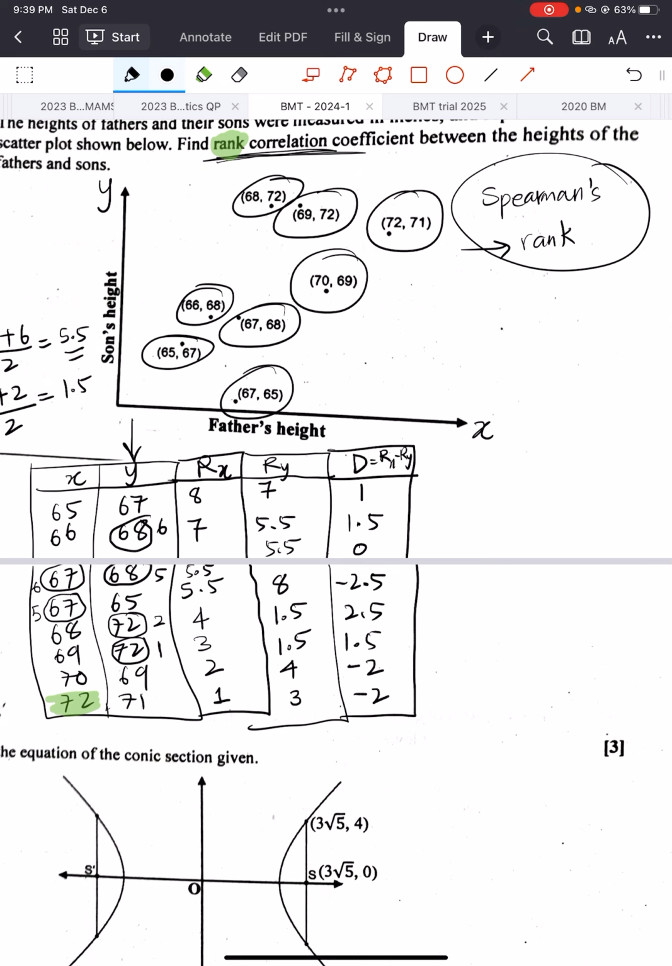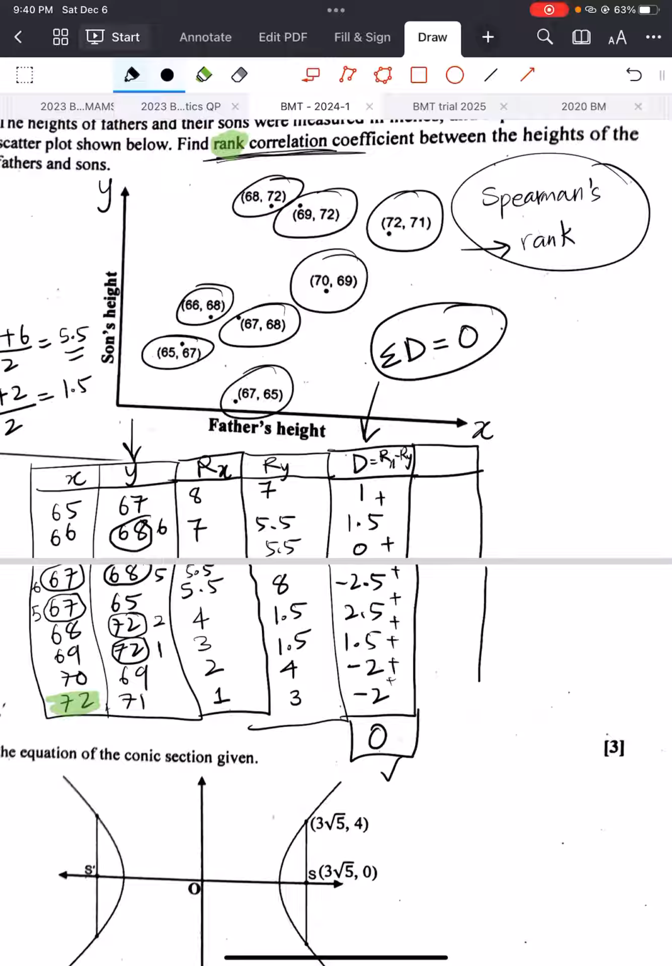Okay, so now to check whether you are correct or not, you add all the values of D. Find the summation of D. It has to be 0. When you add all of this, I'm getting 0, which means I'm correct. So what we need is D square. 1 squared is 1. Then you have 2.25, 0, 6.25, 6.25, 2.25, 4, 4. So add this, you are going to get 26.